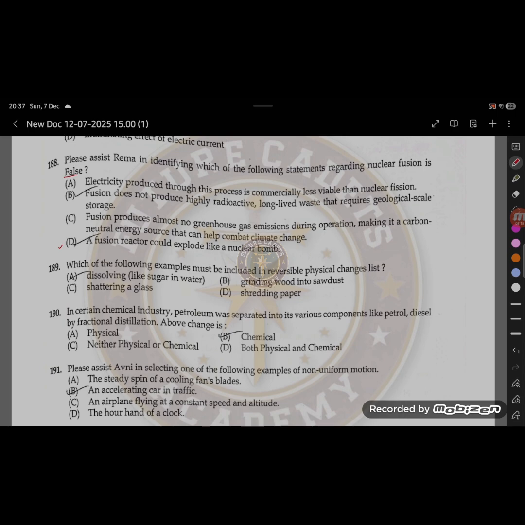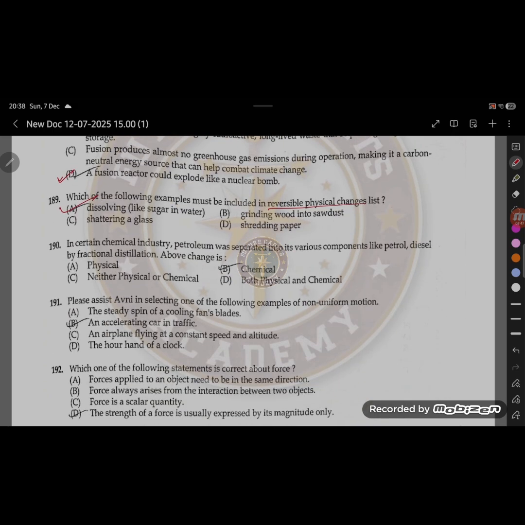Question number 188 says, please assist Rima in identifying which of the following statements regarding nuclear fusion is false, not correct. So a fusion reactor could explode? Not at all. A reactor could not explode like a nuclear bomb, since they both have very different compositions, structure building and different reactions. The pace is different, so it cannot happen. Okay, moving further. Reversible physical change. Of course, dissolving sugar in water, once you evaporate it, you will get your sugar back. So it's a reversible reaction.